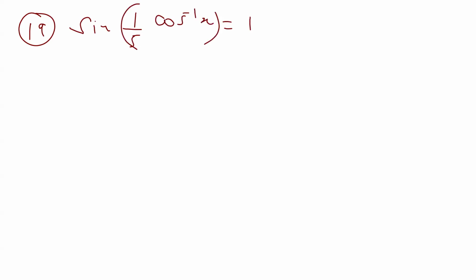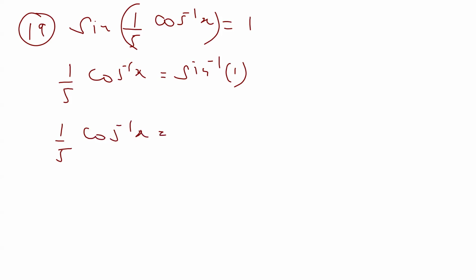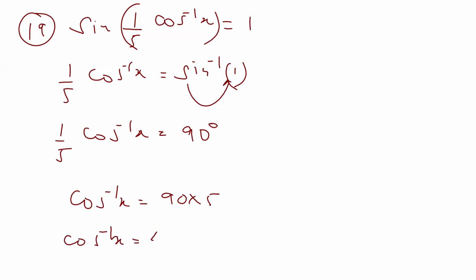So we'll proceed with the next problem, that is question number 19. Sine inverse of 1 by 5 cos inverse of x is equal to 1. So 1 by 5 cos inverse of x is equal to sine inverse of 1, which is equal to 90 degrees, because sine 90 is equal to 1. Cos inverse of x is equal to 90 into 5. Cos inverse of x is equal to 450.